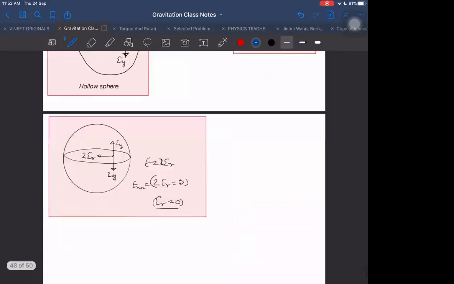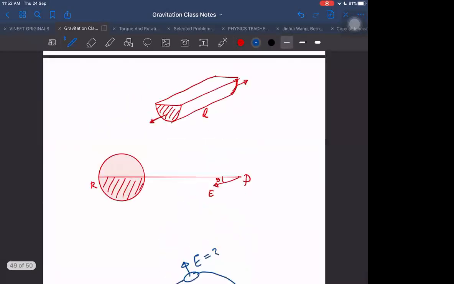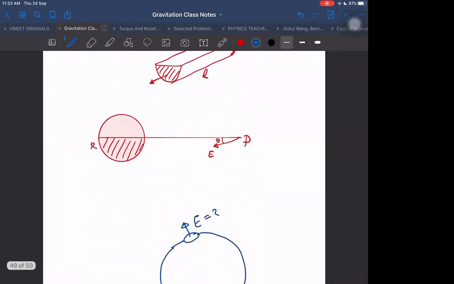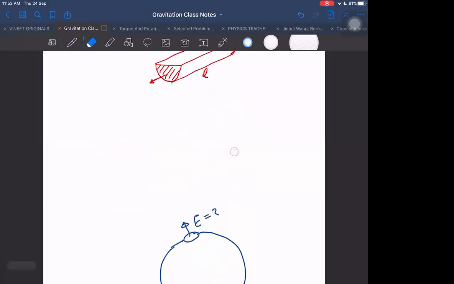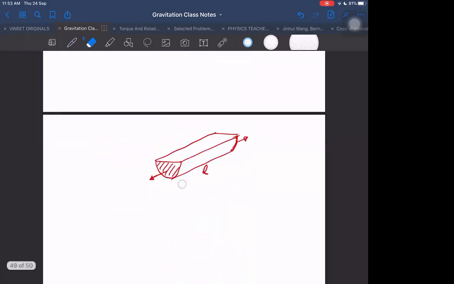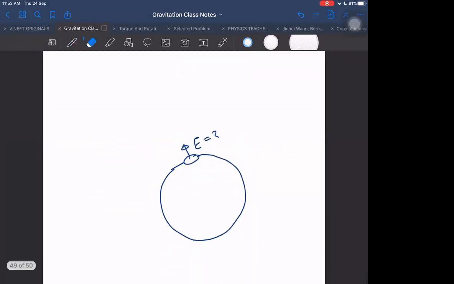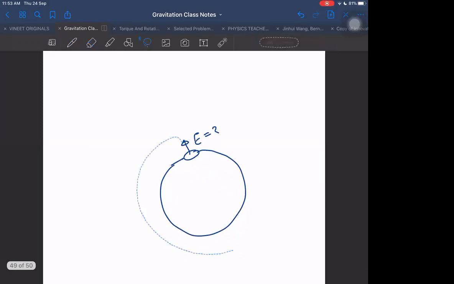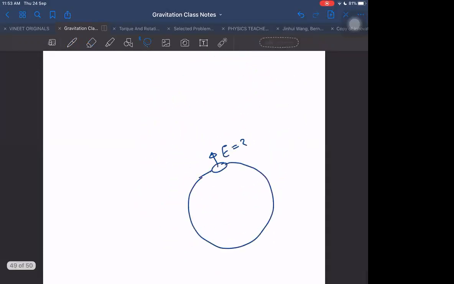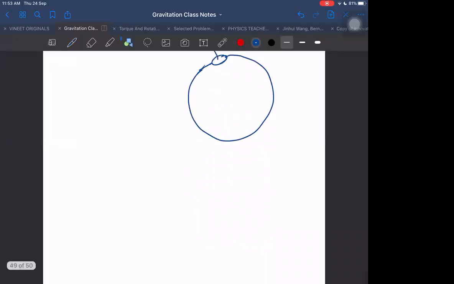Right. Next case, I was thinking of something. Wait a second. This case is also very nice and interesting. What is the field through the hole in this thin spherical shell? Hollow sphere, we can say simply.